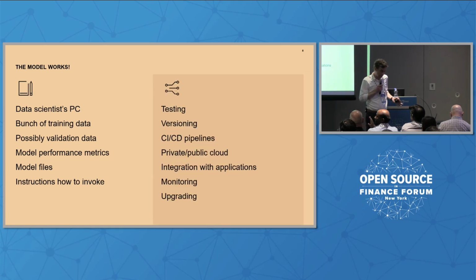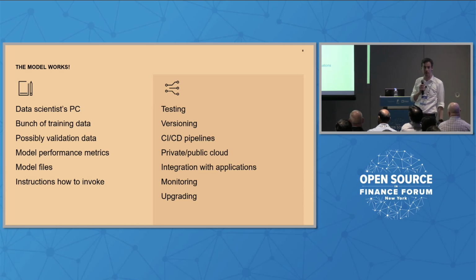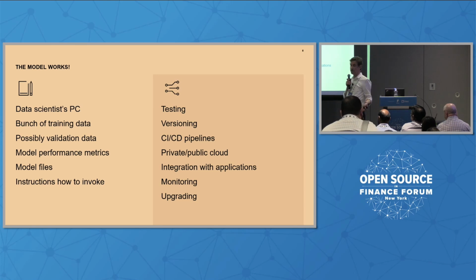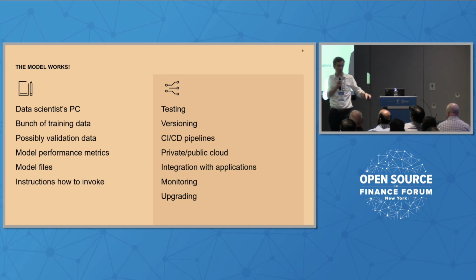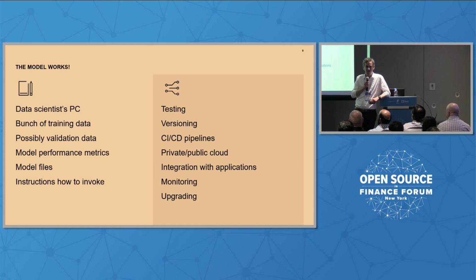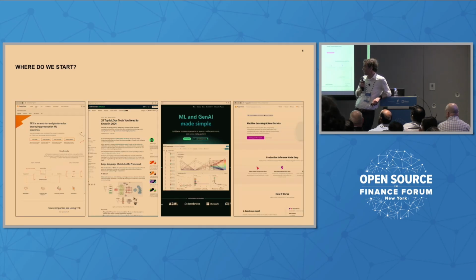Now, if we're thinking about deploying models to production to actually do inference and integrate with other applications in a big enterprise, then we're suddenly talking about a lot of other concerns. We're talking about testing, versioning. We might have CI/CD pipelines that we need to wire this up into. Probably talk about, is this going into a private cloud or a public cloud? How do we integrate it with other applications, and do we need to monitor that? All sorts of stuff that engineers love to talk to you about for a long time. So they're quite different aspects.